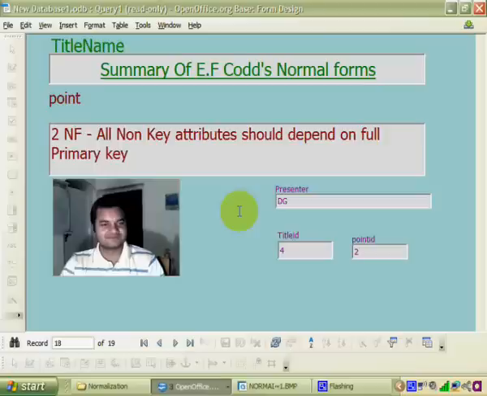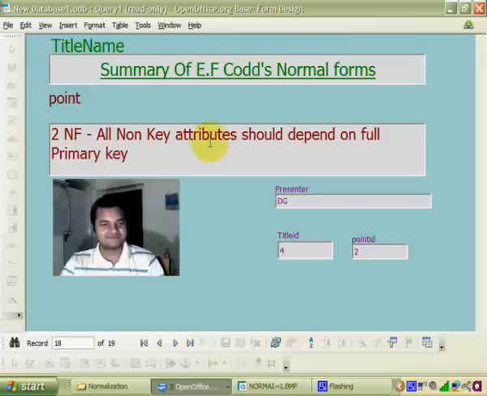The second normal form states that all non-key attributes should depend on the full primary key. That means if you have a person-project relationship which has the person ID as well as the project ID as the primary key. So if I say person 1 is associated with project 6, all the other non-key attributes should tell me something about that relationship. They should not tell me about the person, they should not tell me about the project, they should tell me about the person-project relationship.